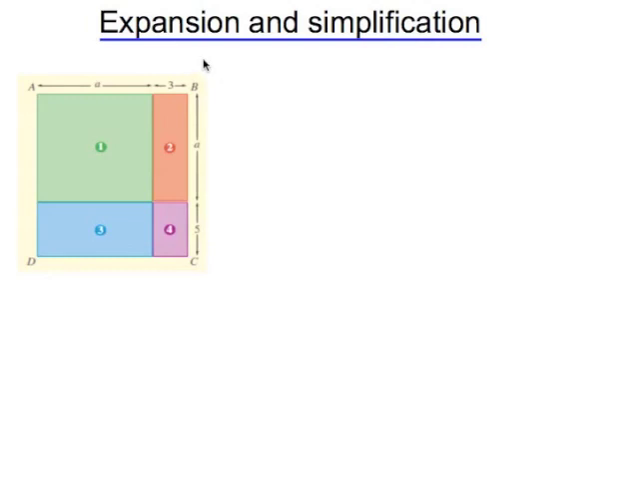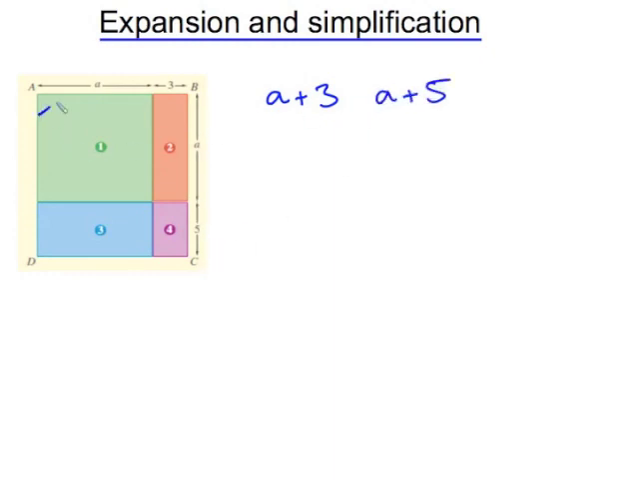This lesson is about expanding and simplifying binomial products. I'm going to use a diagrammatic approach to start with, and then we'll move on to an approach which doesn't require a diagram. If you have a look at this rectangle here, the length AB, the width of the whole rectangle, is A plus 3, and the length of the rectangle, BC, is A plus 5.